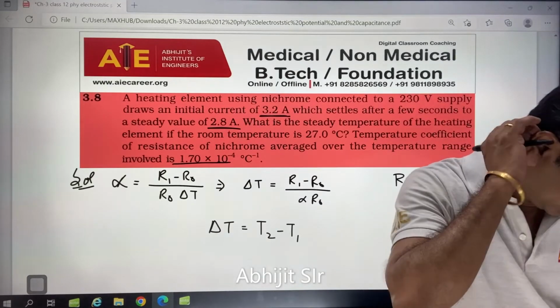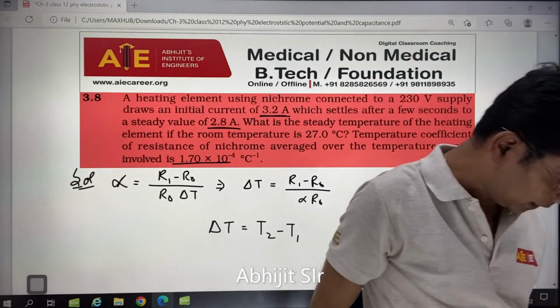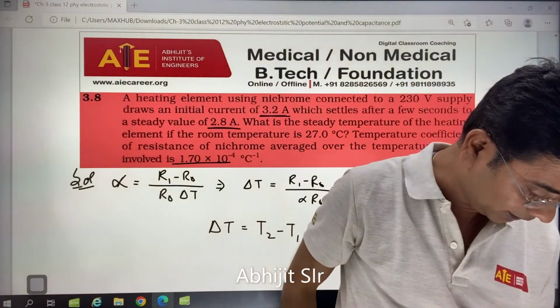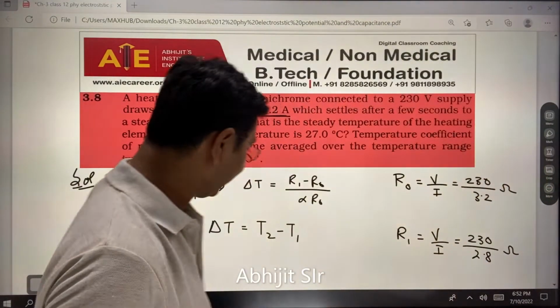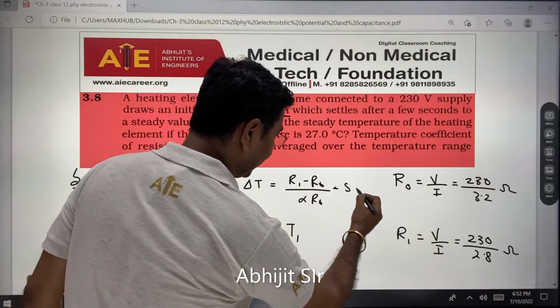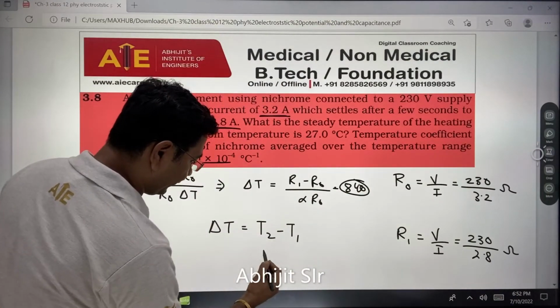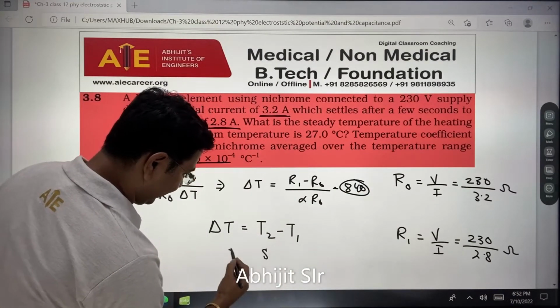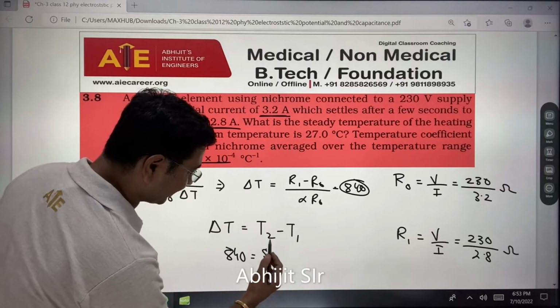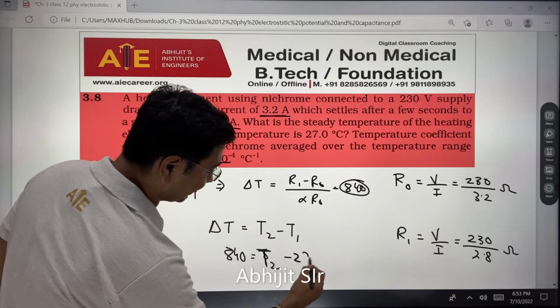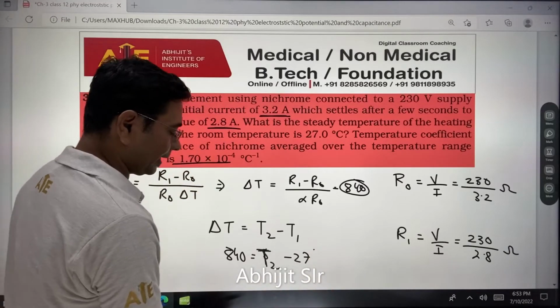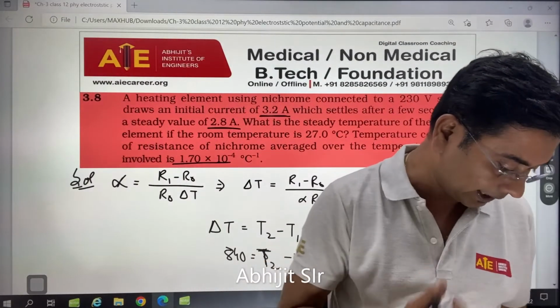So if I talk about the result of this, this question is from NCERT. This will come out to be 840, and you put your 840 over here, this side 840, and you have got 27. I don't know what T2 is, but this is 27, and therefore just bring it to this side and add them up, you will get your answer.